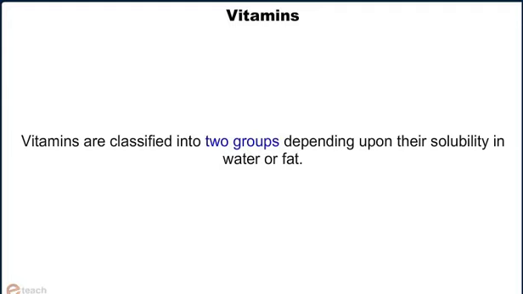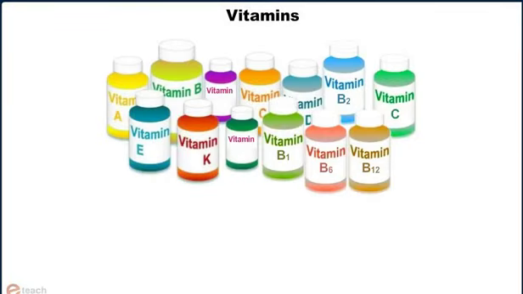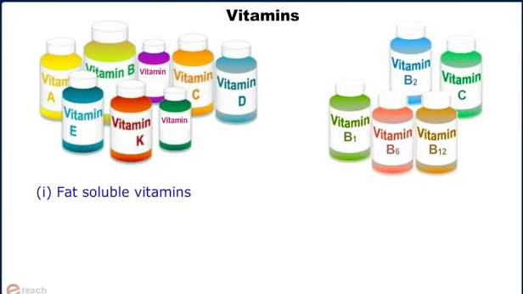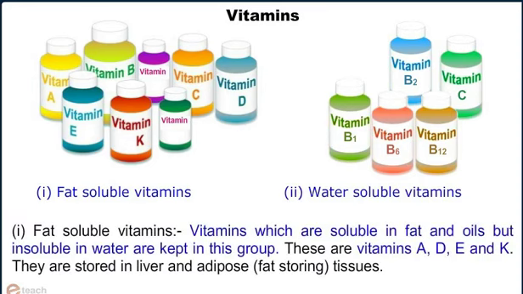Vitamins are classified into two groups depending upon their solubility in water or fat. Number 1, fat soluble vitamins. Number 2, water soluble vitamins. Fat soluble vitamins: vitamins which are soluble in fat and oils but insoluble in water are kept in this group. These are vitamins A, D, E, and K. They are stored in liver and adipose tissues.